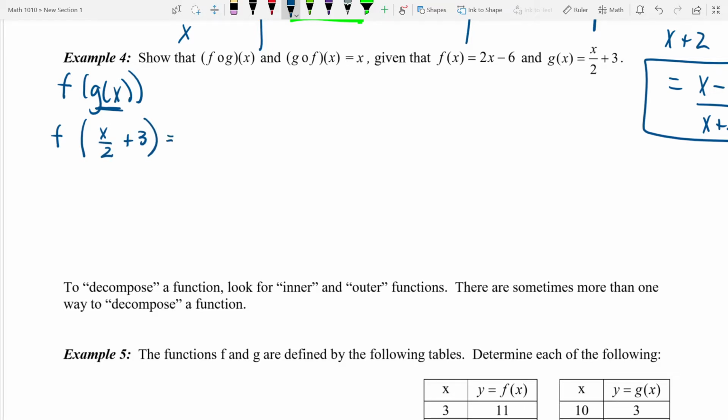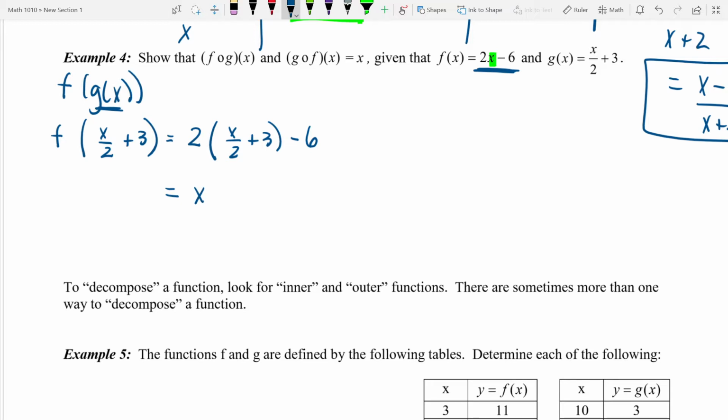Then go into this f of x, which is here, and right there where you see an x, replace it with x over 2 plus 3. So everybody go 2 parenthesis x over 2 plus 3 minus 6. Now distribute the 2. Can anybody tell me what 2 multiplied by x over 2 is? It is an x, yes. The 2's cancel and you just get an x.